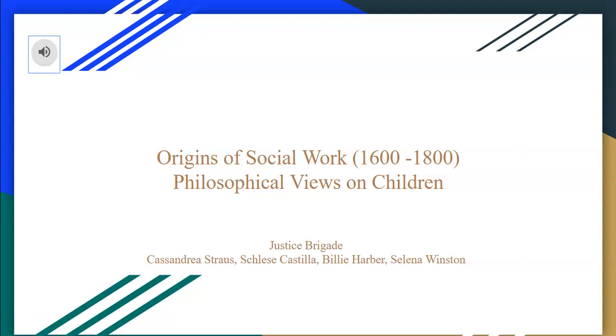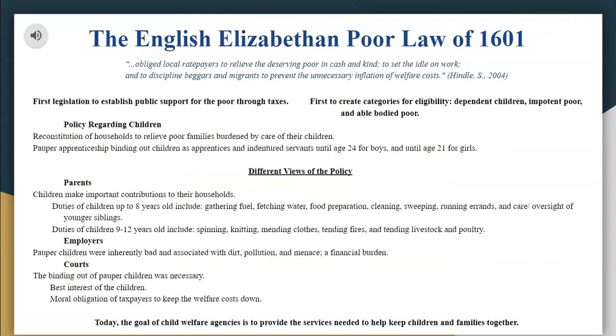We are Group 4, and our topic is the origins of social work, years 1600 through the 1800s, on the philosophical views on children. The English Poor Law of 1606 is considered the first legislation to establish public support for the poor through taxes, and the first to create categories by which eligibility was determined.